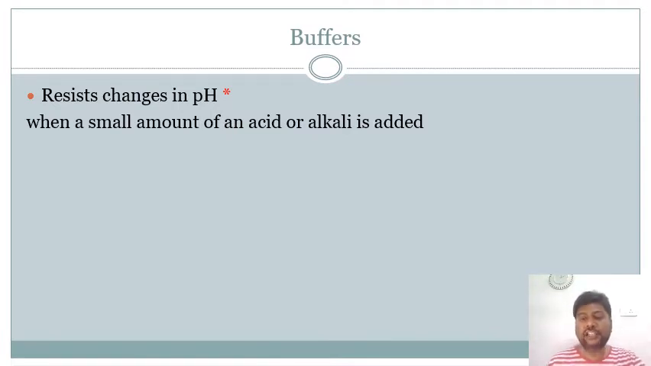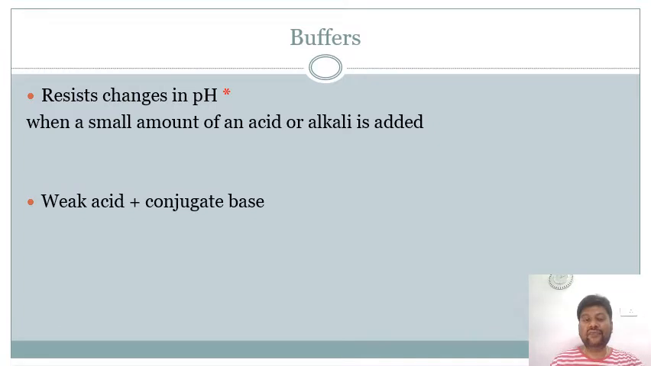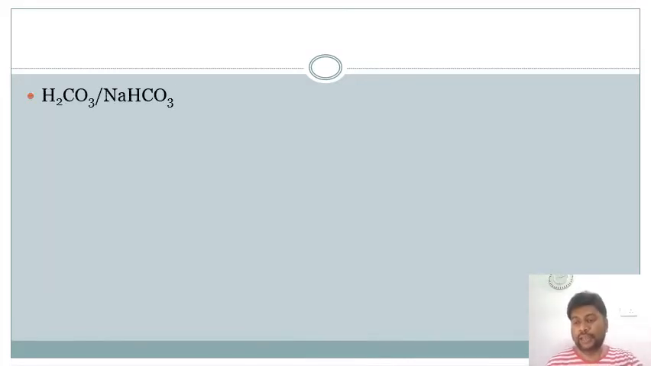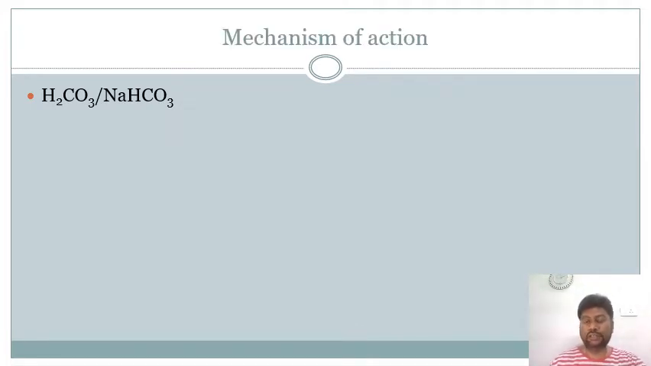A buffer is usually made up of either a weak acid and its conjugate base, or a weak base and its conjugate acid. The best example is carbonic acid along with sodium bicarbonate. Here carbonic acid is a weak acid, whereas sodium bicarbonate is its conjugate base. By taking this as an example, I will explain how the buffer system works.